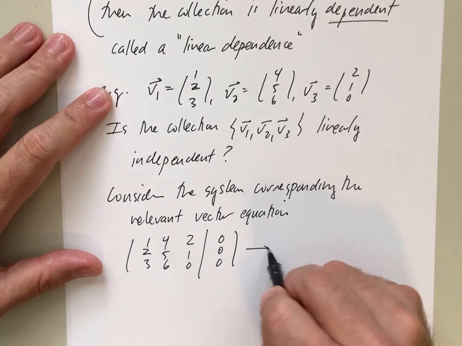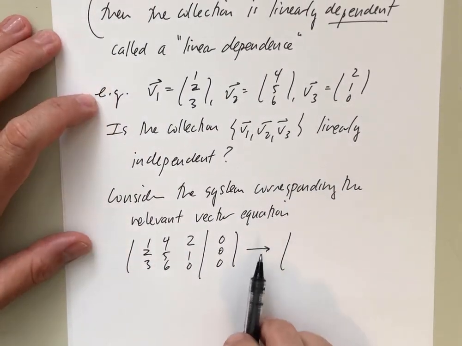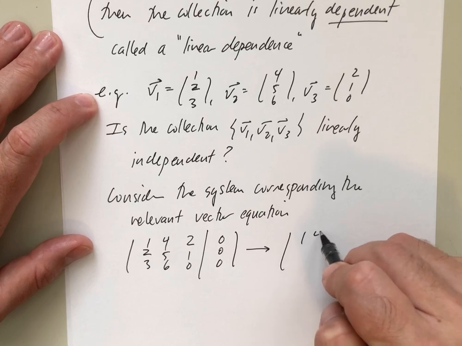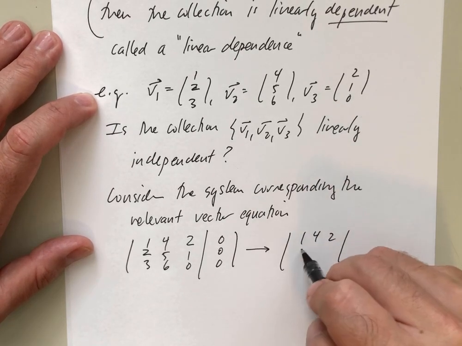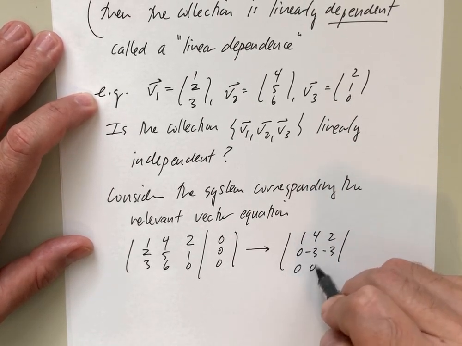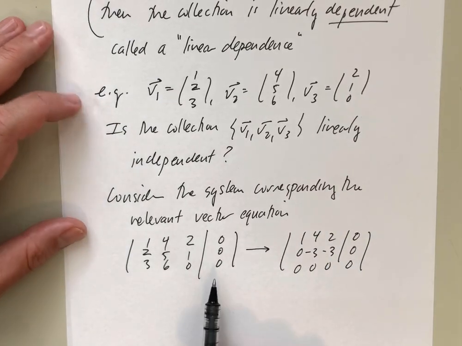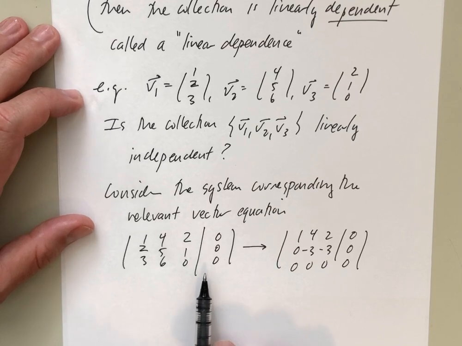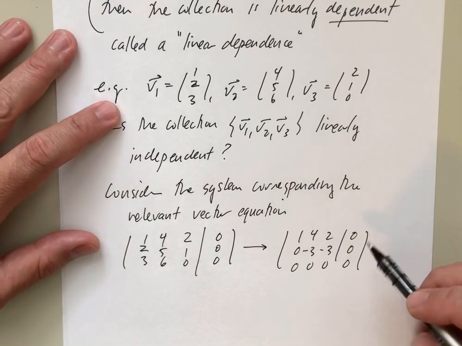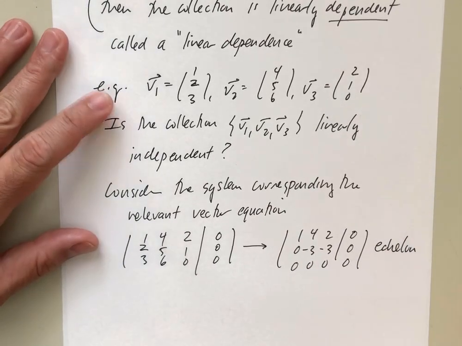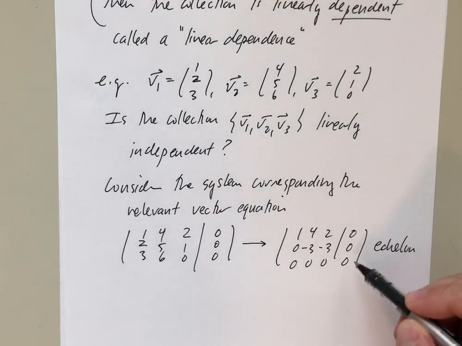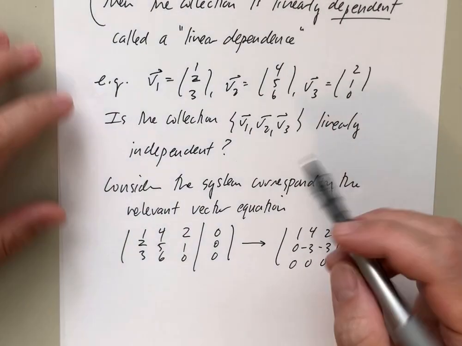And I'm going to skip the row operations. I press my magic row operations button, and I get 1, 4, 2, 0, minus 3, minus 3, 0, 0, 0. Now I know the right-hand side is going to be 0, 0, 0 because we've talked about this before. When I have a homogeneous system, I row reduce. This is now echelon form. I'll always have the 0, 0, 0. Okay, so what can I conclude from this?